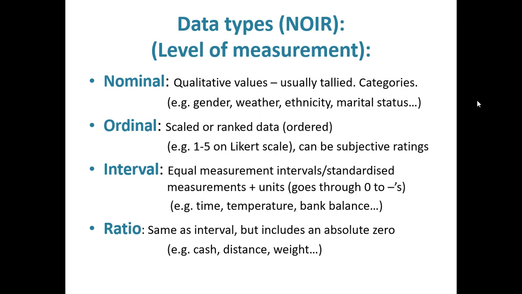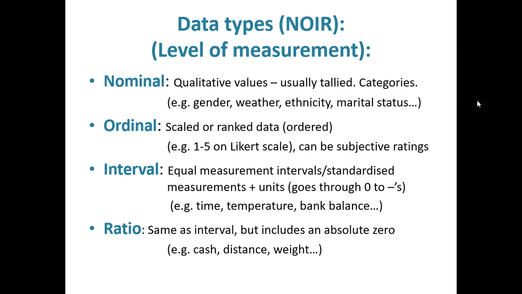Ordinal data is data that can be ordered. So first, second, third. This can be on a scale. It can be a subjective rating. So happiest to grumpiest person, that could be ordinal data. There's no fixed distance on the scale, but it is ordered data, first, second, third in a race. It's ordinal data. Interval data is data that sits on a scale with equal measurements, so it's standardized units.